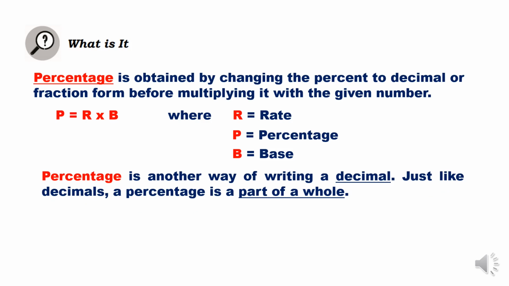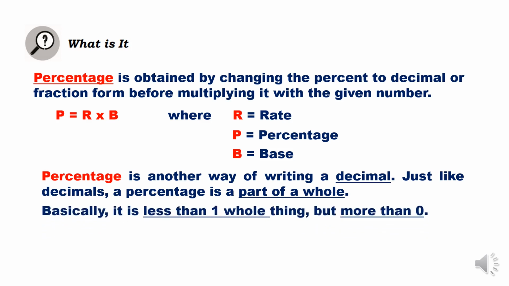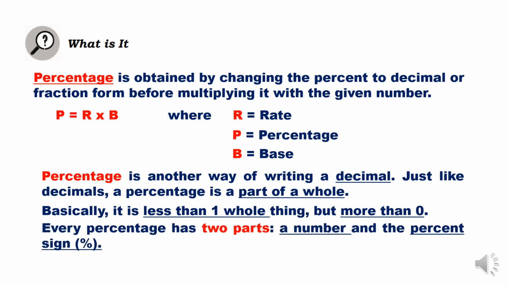Percentage is another way of writing a decimal. Just like decimals, a percentage is a part of a whole. Basically, it is less than one whole thing, but more than 0. Every percentage has two parts, a number and the percent sign.